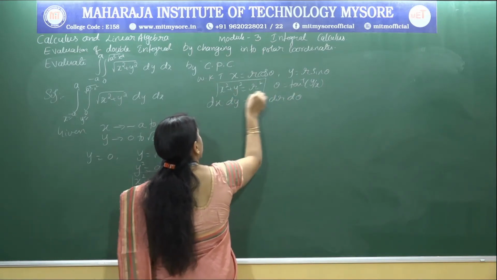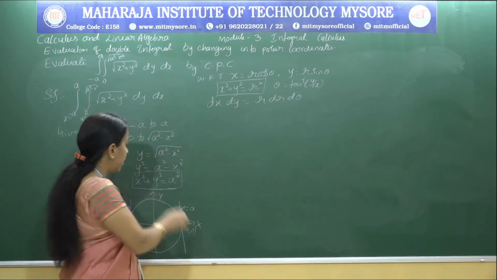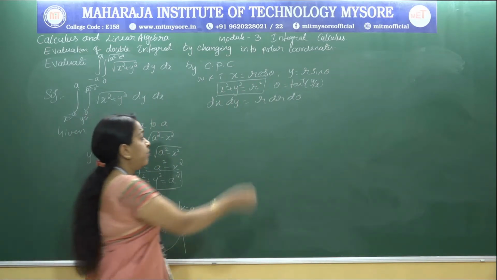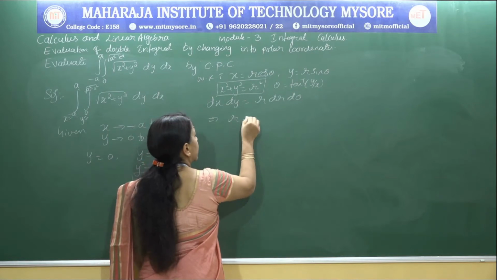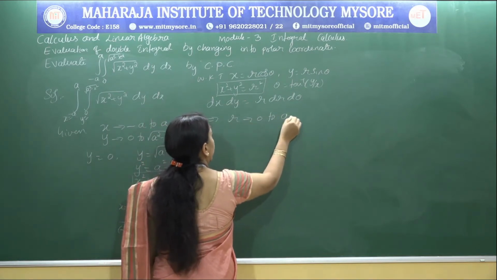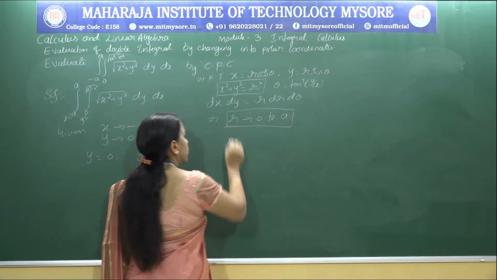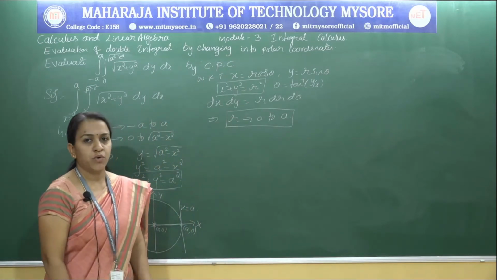Since we have x square plus y square equal to r square and x square plus y square equal to a square, that implies that r varies from 0 to a. So the limit of r is between 0 to a.